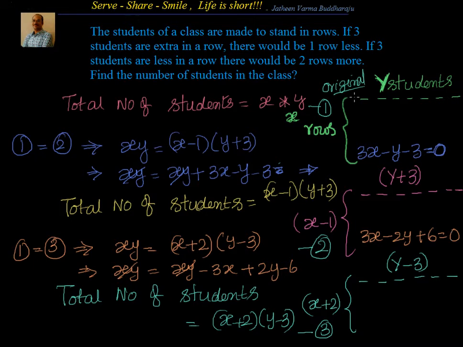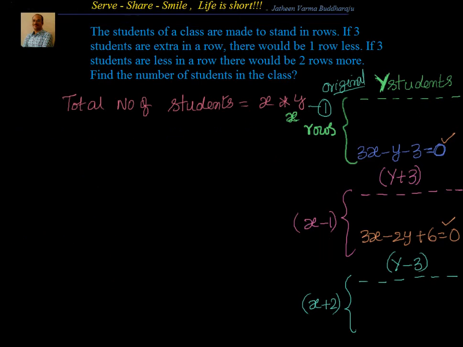Now we have two equations. One equation is 3x minus y minus 3 equal to 0, and the other equation is 3x minus 2y plus 6 equal to 0. If we are able to solve this and find out the values of x and y, we know total how many number of students are there, because they are nothing but x into y. So let's go to the next step.